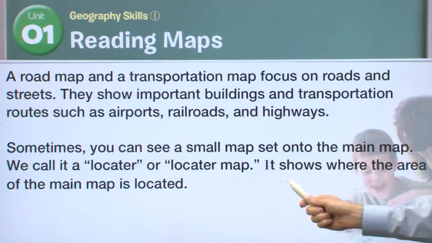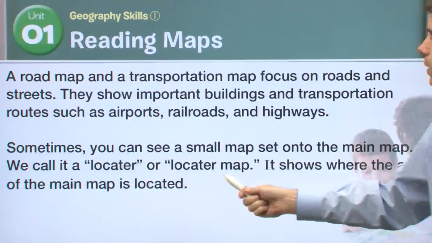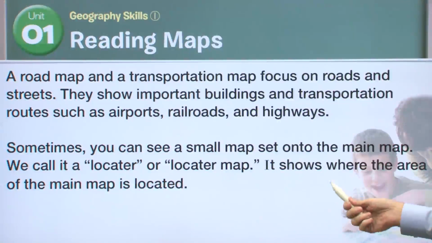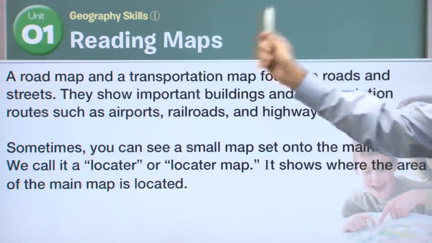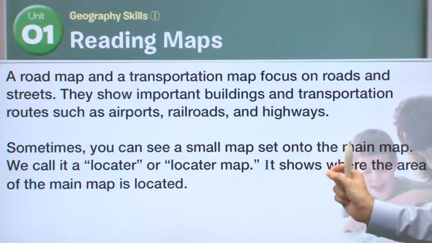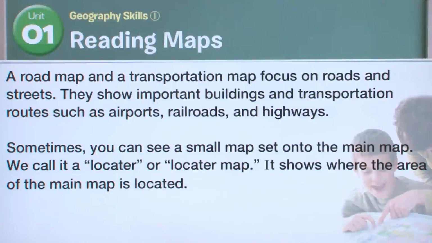And sometimes there's a little small map called the locator map. It shows us where we are in the big picture, like I showed you before. Where was Texas? Well, Texas is near the bottom, the south mid part of the United States. All right, reading maps, a lot of fun.